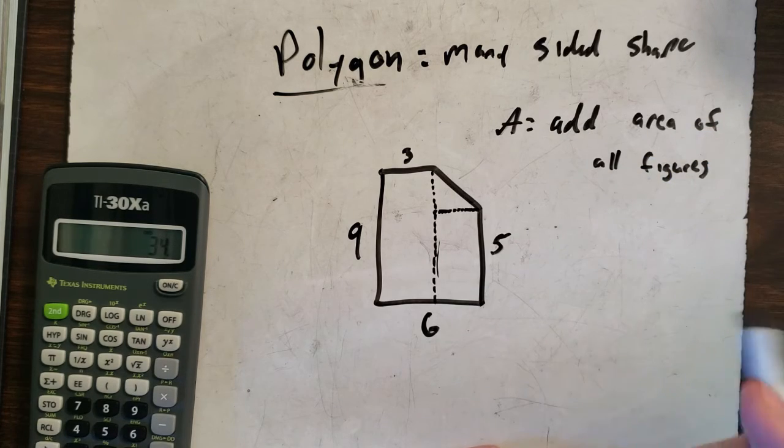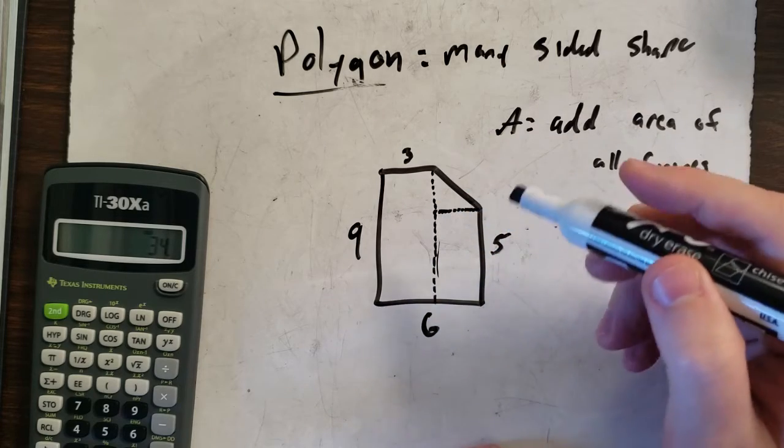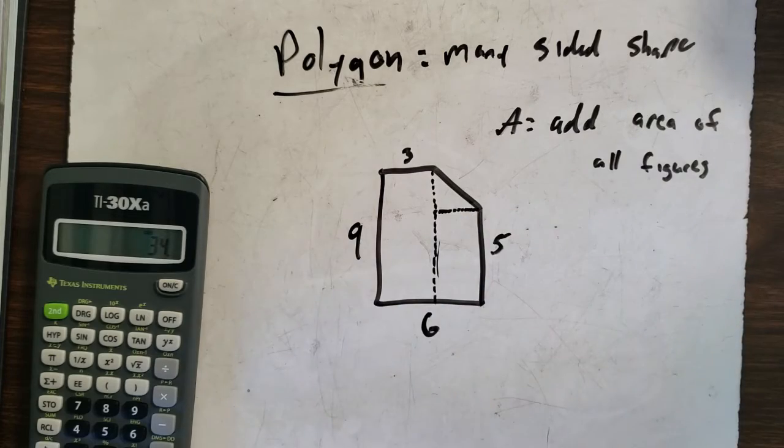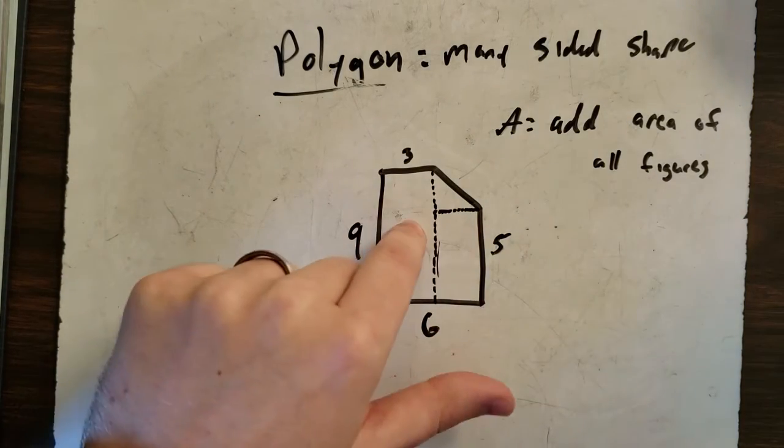Okay, which means that I find the area for here, the area for here, and the area for here. If I add those three numbers up, I'll get the area of the whole thing, okay? So let's do that. Where do you want to start? Let's start with the big rectangle.